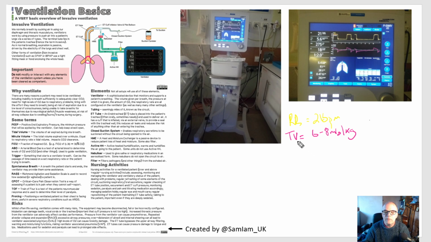But this is a tidal volume. So each breath, how many mils are we delivering in each breath? And then secondary from that, you're going to get something called the minute volume. And the minute volume is basically the tidal volume times the respiratory rate. So just to make my maths easy, let's say we're going to give them 500 mils per breath, and we're going to give them 10 breaths per minute, then their minute volume is going to be 5 litres. Every minute, they're going to get 5 litres of oxygen.